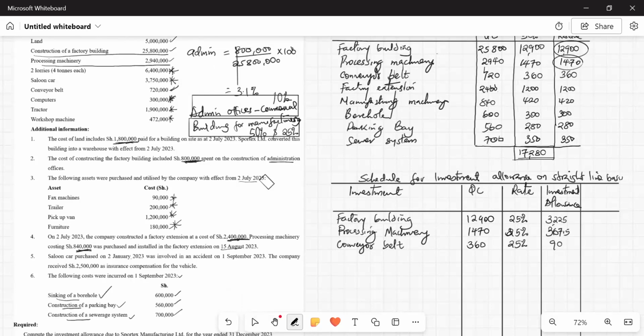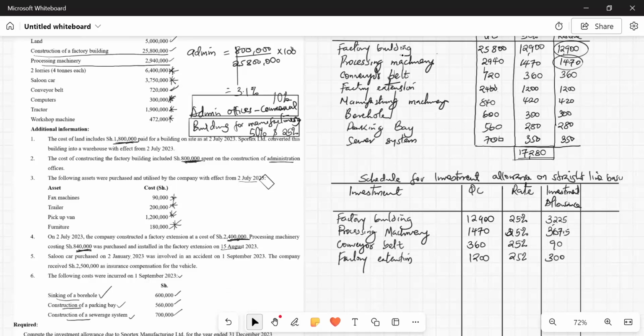Next is a factory extension. For the extension, we have 1200. 25% of that should be 300.